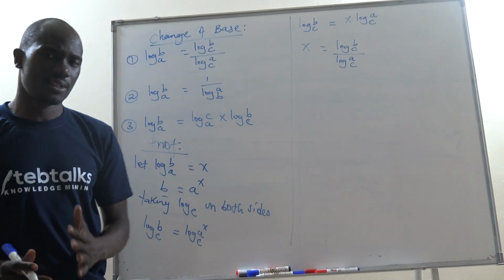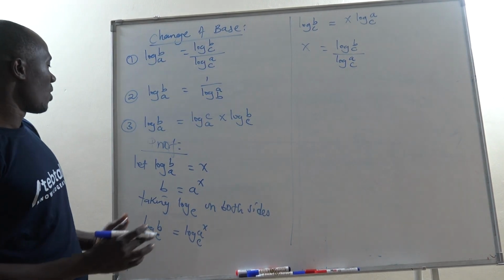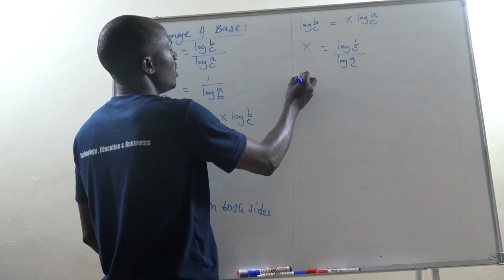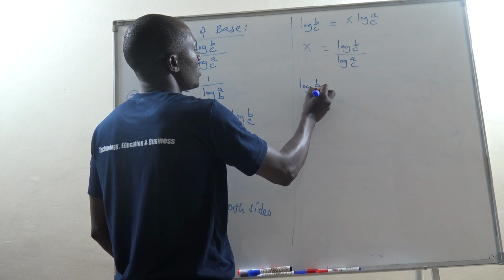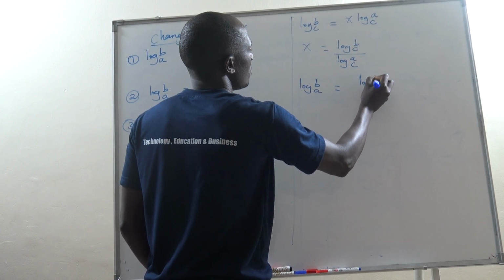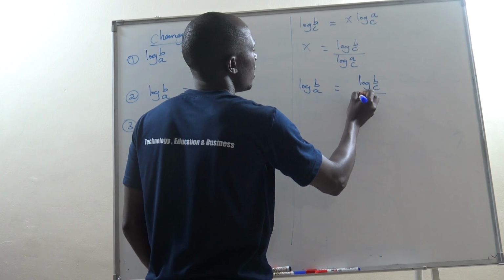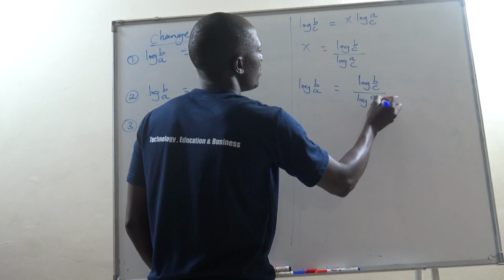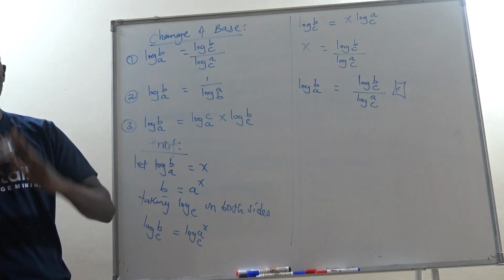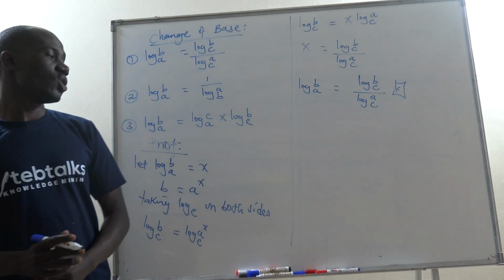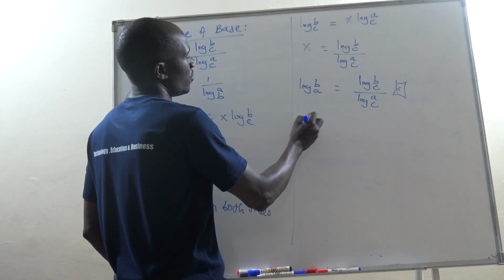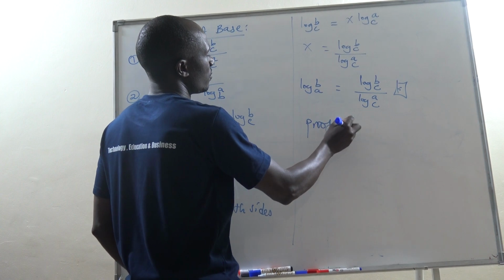But do we remember our x? Our x is already log of b to base a. So we are going to say log of b base a is the same as log b base c all over log of a to base c, as required. When I use that symbol, it means as required. So we shall now move to proof for number 2.